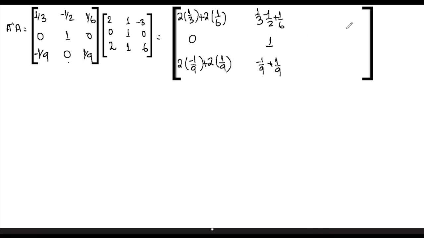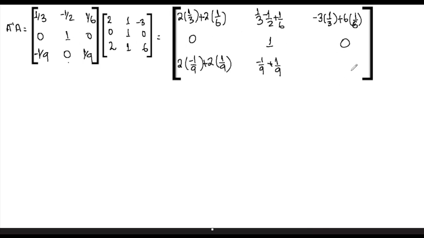For this entry, we have the first row and the third column. First row multiplied with the third column. So 1 by 3 into minus 3, we have minus 3 into 1 by 3. Then we have minus 1 by 2 into 0 gives us 0, and 6 into 1 by 6, plus 6 into 1 by 6. Then this entry is second row and third column. Second row multiplied with the third column, we have minus 3 into 0, 0; 1 into 0, 0; and 0 into 6, again 0, so this is 0.